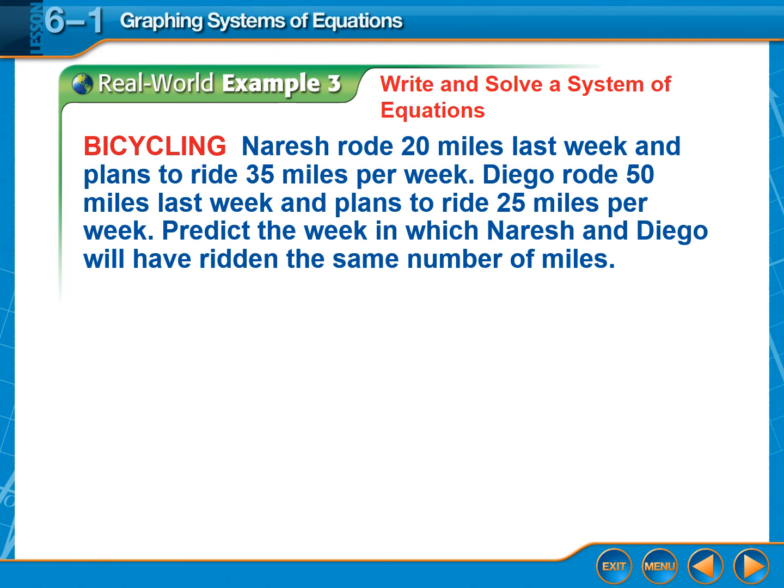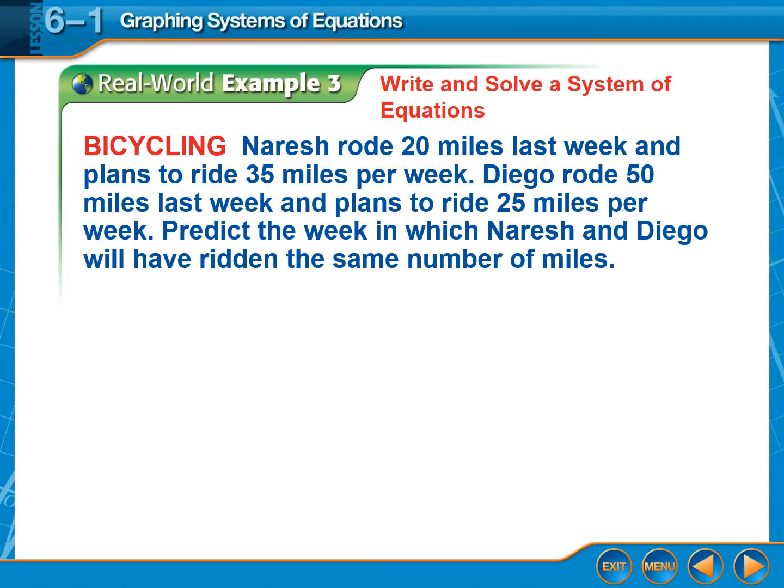All right, let's take a look at a word problem. How can we use this in a real-world situation? So the situation that we're dealing with is that Naresh rode 20 miles last week and plans to ride 35 miles per week. Diego rode 50 miles last week and plans to ride 25 miles per week. Predict the week in which Naresh and Diego will have ridden the same number of miles.